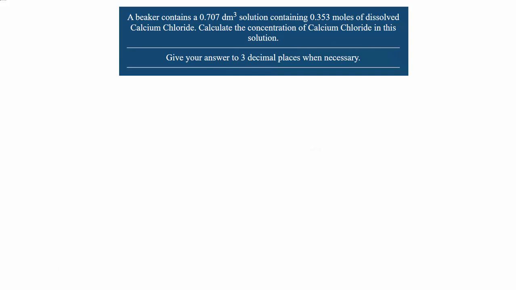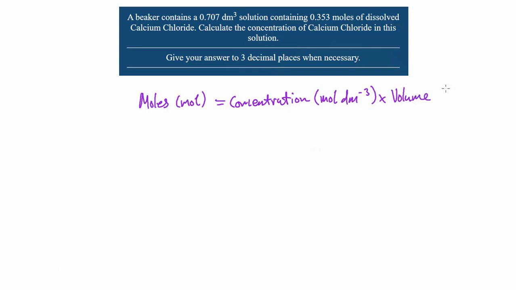Therefore, let's refer to the equation we would be using to try and work out the concentration. So in this case, moles, and I would represent that with mole like this, would be equal to the concentration, and that's in, as you can see, moles per dm³, multiplied by the volume, and that's in dm³.